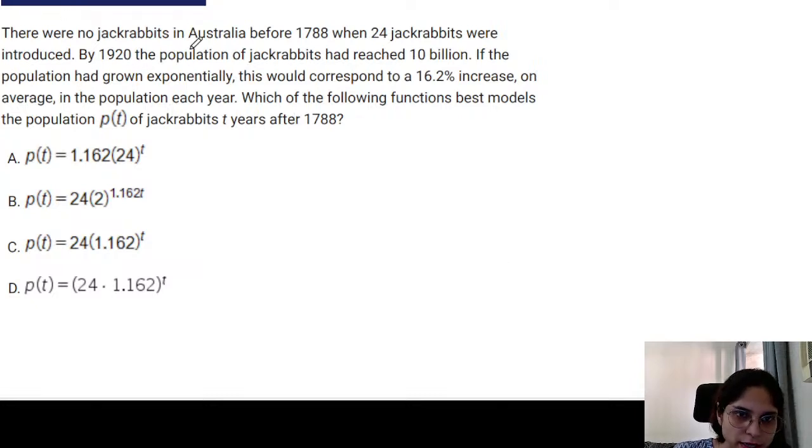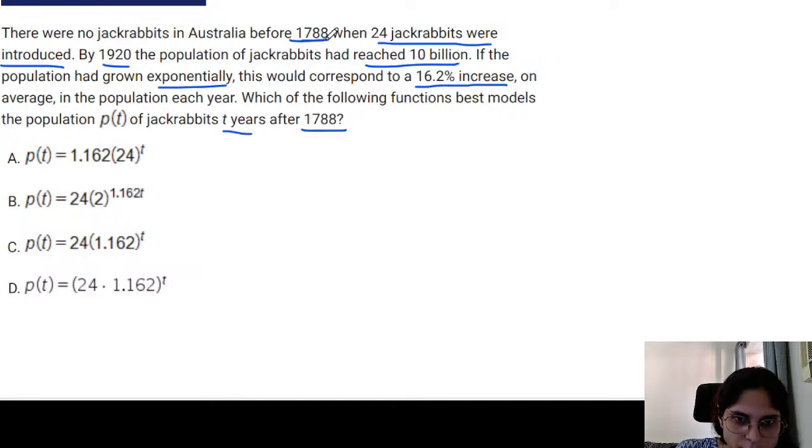So there were no jackrabbits in Australia before 1788, and 24 jackrabbits were introduced. That means this is the initial value. By 1920, the population of jackrabbits had reached 10 billion. So in 1920, the population is 10 billion. If the population had grown exponentially, this would correspond to a 16.2% increase on average in the population each year. They're talking about exponentially, so this is exponential. Which of the following functions best models the population P of t of jackrabbits t years after 1788?